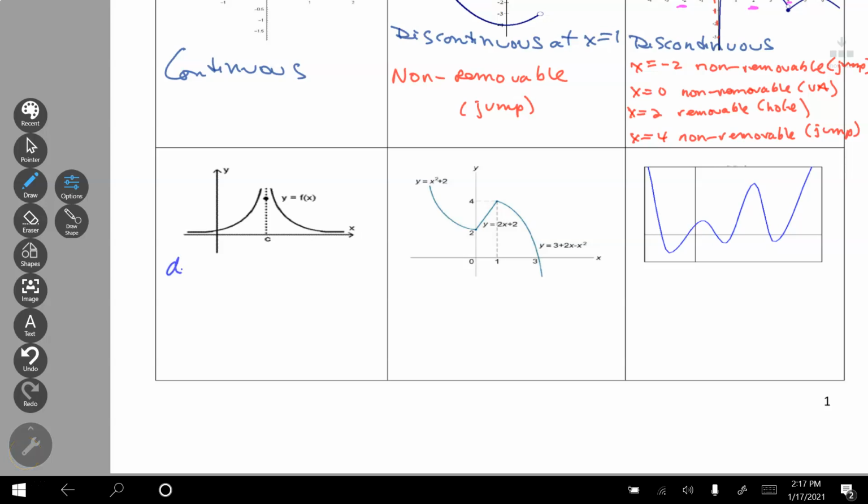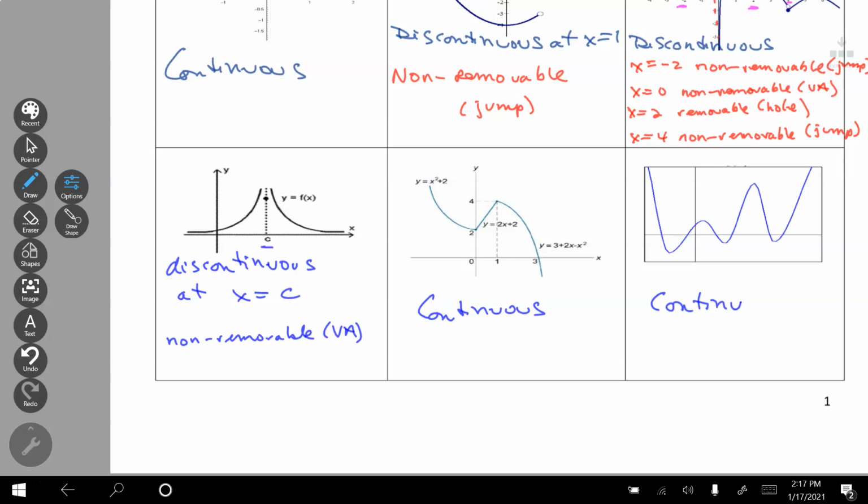This next graph is discontinuous at x equals whatever the c value is, because there's a VA, so it is non-removable because of a VA. And these last two, even though this one is a piecewise function, it is continuous. And this last one is also continuous.